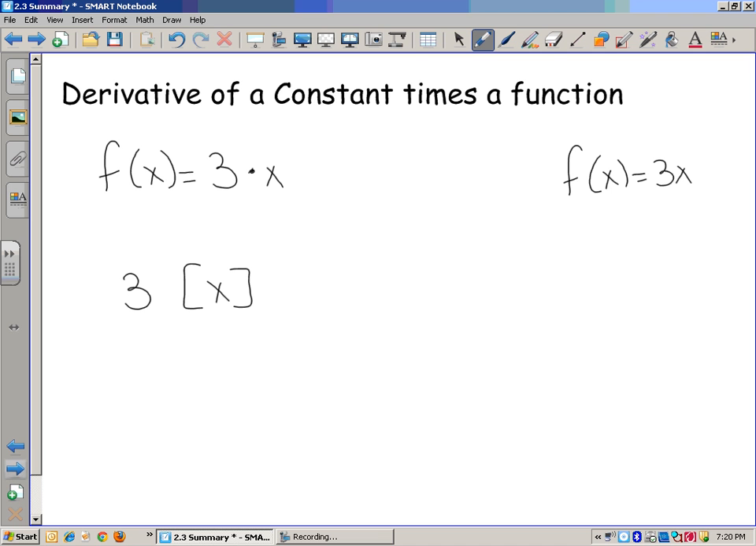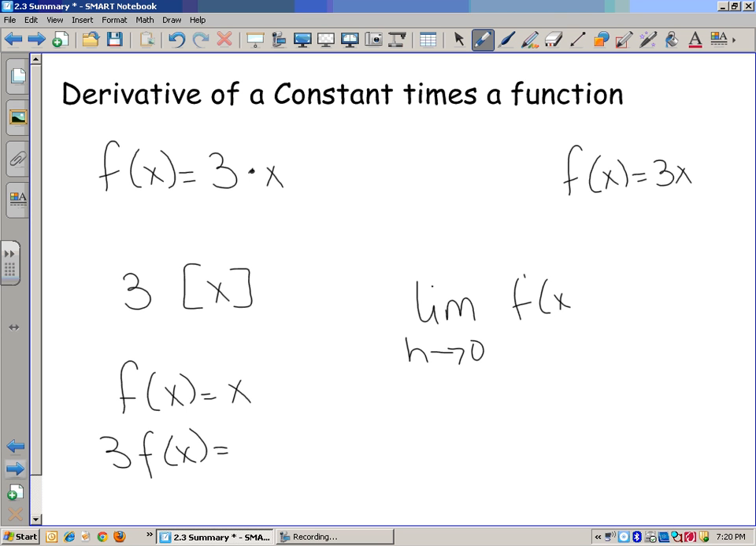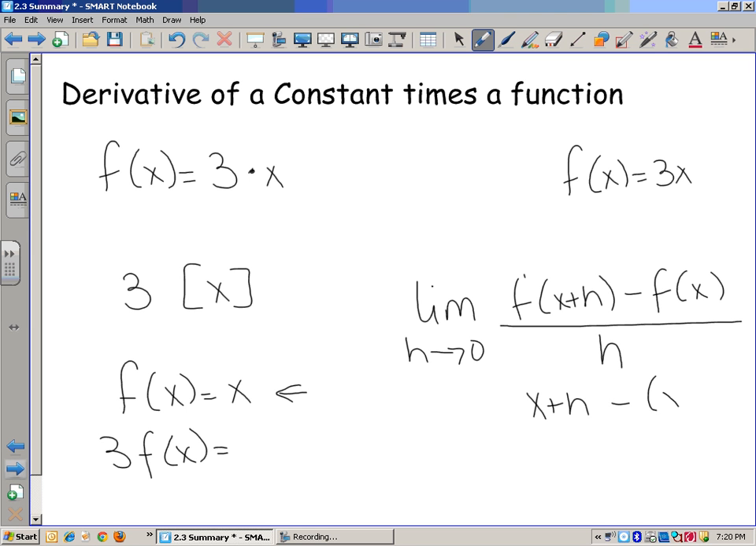So f of x, in my head, I'm going to say that's my function. And so 3 of those functions is really what I'm going to look at. So I want to take the derivative here, and then I'm going to multiply it by 3. That's really what we're doing. So if I go and I use my definition again, and remember, I want to use this. So x plus h minus x all over h.